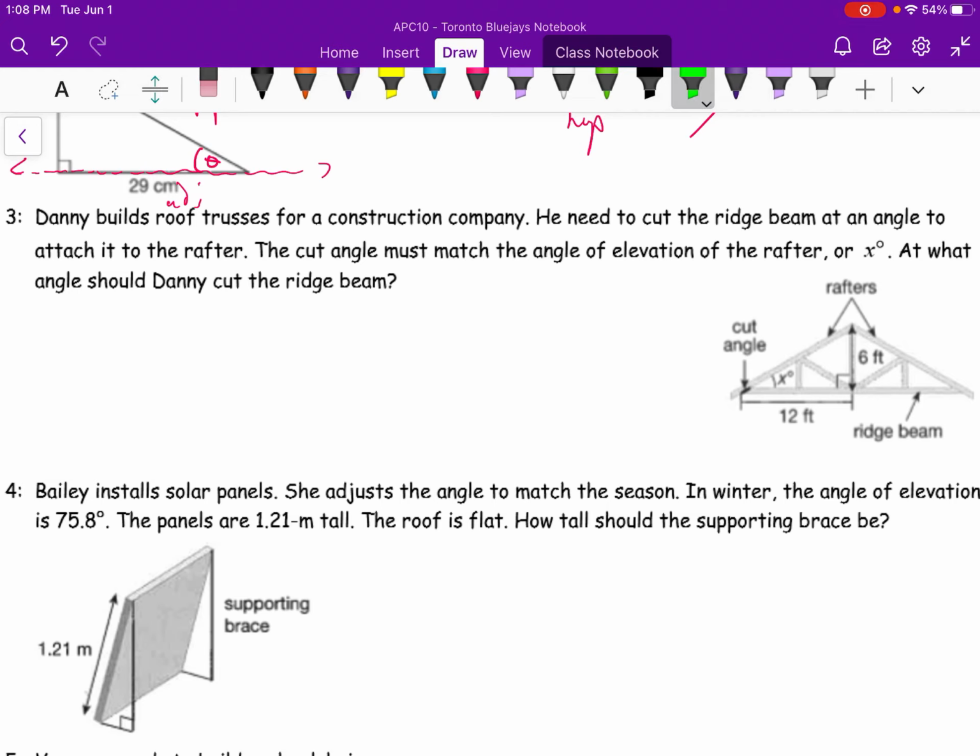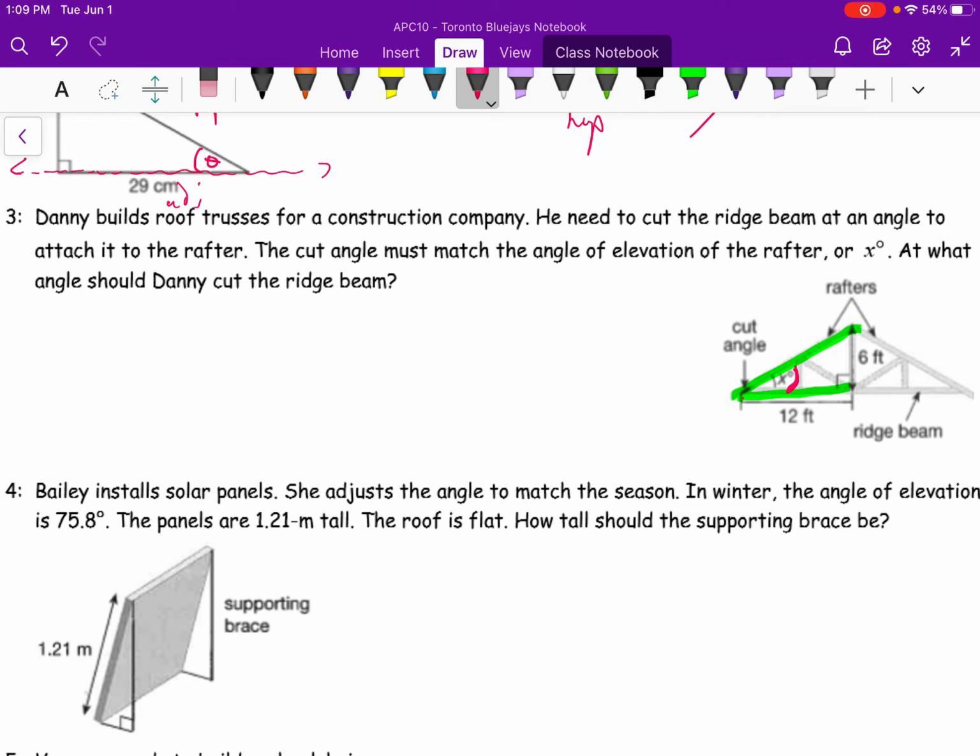I don't know what a ridge beam is, but if I look at the picture, it looks like the ridge beam is these beams at the bottom, maybe. And my rafters are here, and here, I guess. The cut angle must match the angle of elevation of the rafter. Oh, fair enough. Or X degrees. What angle should Danny cut the ridge beam?